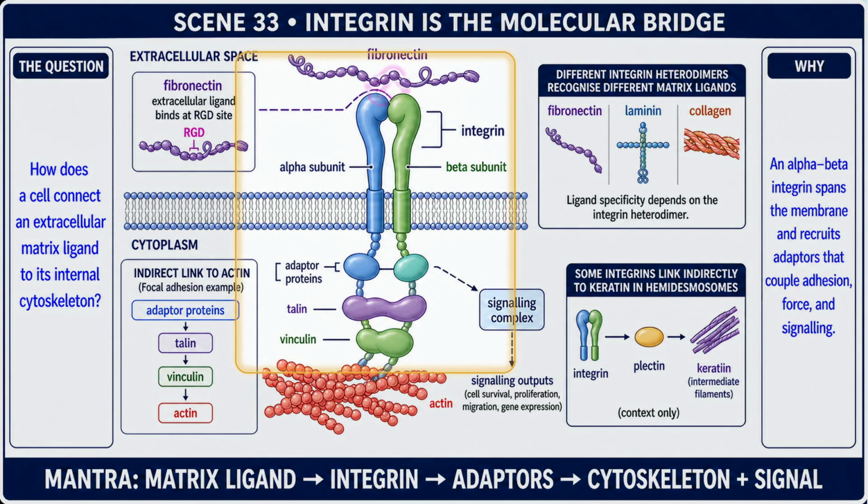The receptor that lets a cell read much of that matrix is integrin. Each integrin is an alpha-beta heterodimer. The two subunits associate to form one receptor that spans the plasma membrane. Outside the cell, the head of the receptor binds a matrix ligand. Fibronectin is the main example here, and several fibronectin binding integrins recognize an RGD sequence within it. But integrins are a family. Different alpha-beta combinations recognize different ligands, including laminin and collagen.